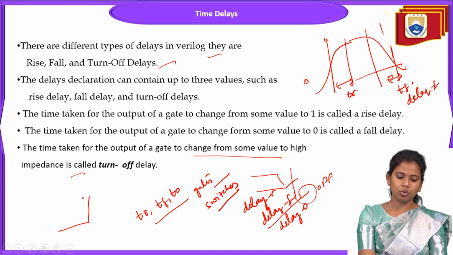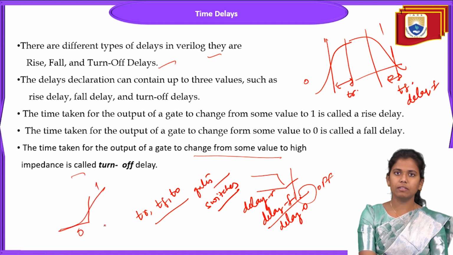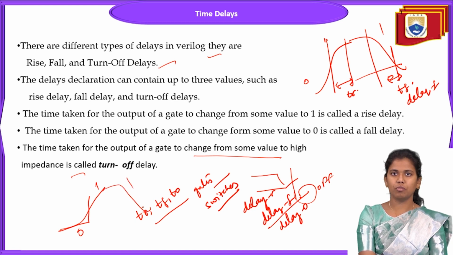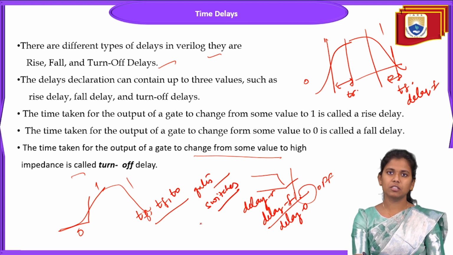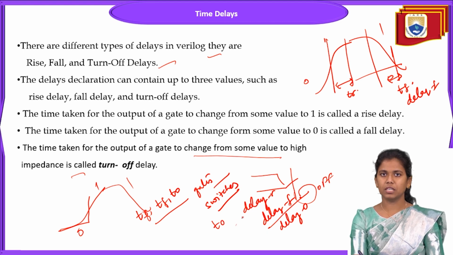The rise time is from 0 to the high level. The fall time is from 1 to 0. And the turn off time is when the output value goes to high impedance. Usually we represent the turn off time as TO, so in terms of delay, we represent it as delay underscore O. So this is all about the different time constraints that are present in Verilog.